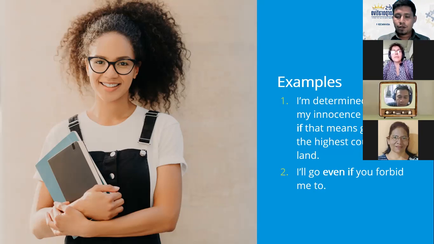It is called a dependent sentence because in order to understand the context of what I'm talking about, I need information or context before, okay? You forbid me, so I need a context. What is the context? You are telling me that you will go even if you forbid me to do that. In example number one, it says, even if that means going to the highest court in the land. That's a complete sentence, but I need a context in order to understand it at all. I don't know if it's clear in this part. So we need an independent sentence and a dependent sentence.